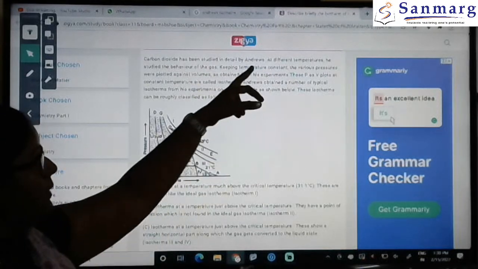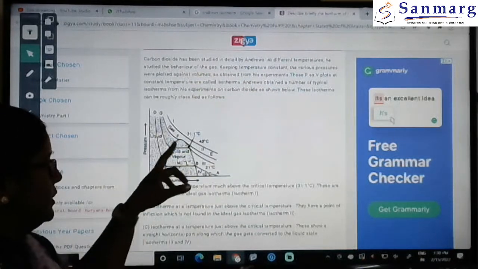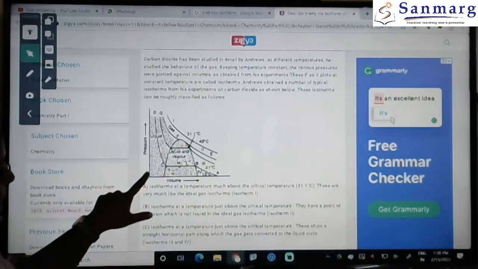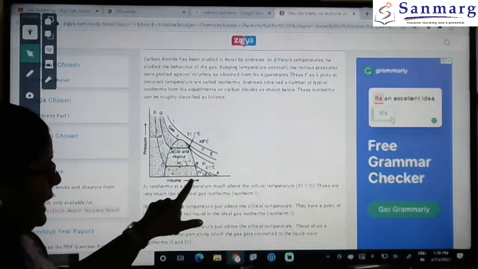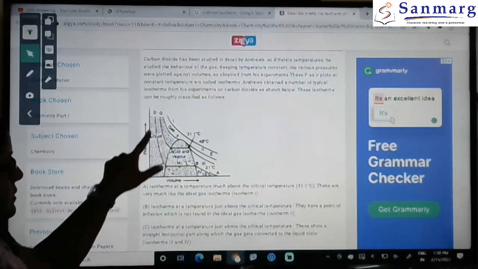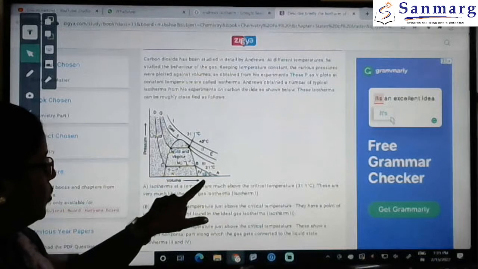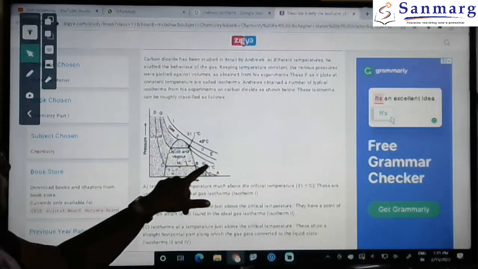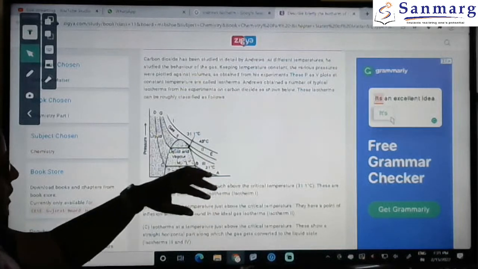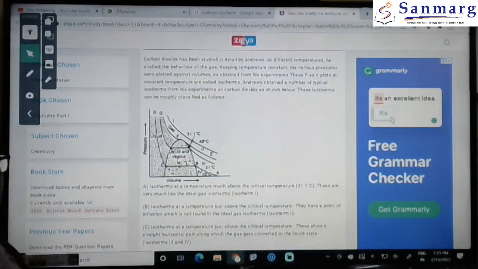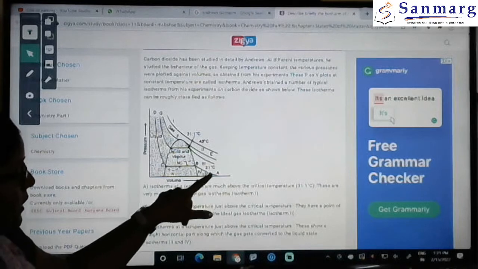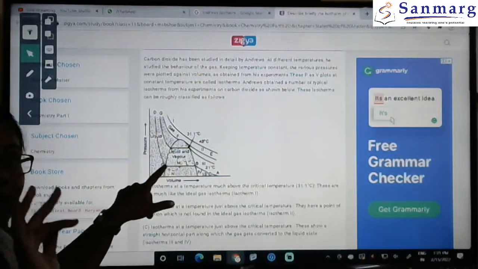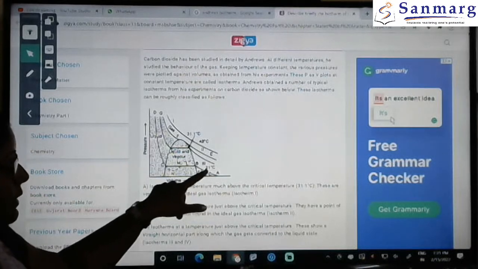It was done by Andrew at different temperatures; he plots curves at each temperature. See, on the y axis we take pressure, on the x axis volume, at fixed temperature. Temperature is fixed here, constant temperature. We study how a gas gradually converts.